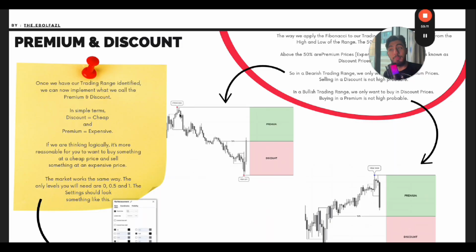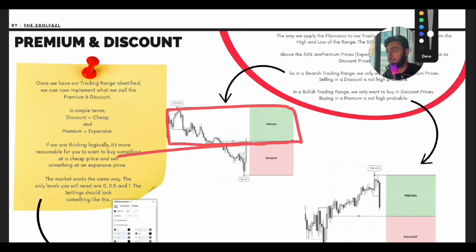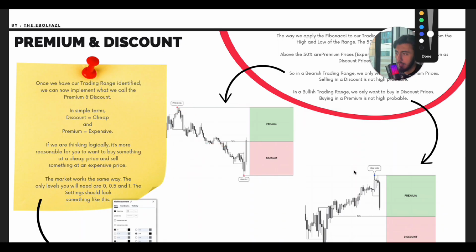So once you have a bearish trading range, what is the purpose of that range? To sell, right? In bearish trading, we're going to sell, and in bullish trading, we're going to buy. So once you have the bearish trading range, you want to sell at the highest price available in the marketplace, okay? That is the premium area. You're going to look for a POI, a position, in the premium area.